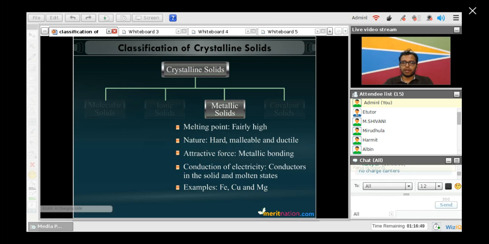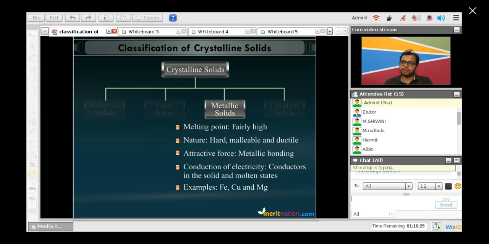Right. Now another type of crystalline solid is the metallic solid. These are the features of metallic solid. In metallic solid, the melting point is fairly high, right? So metallic solid has a fairly high melting point.